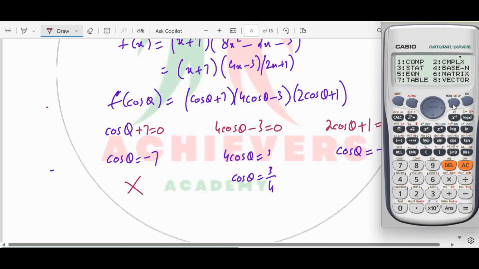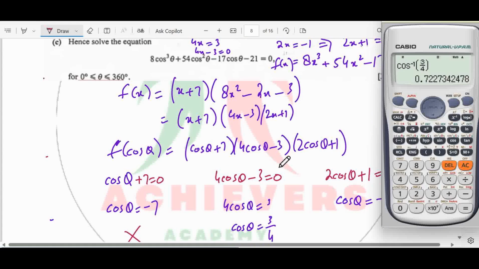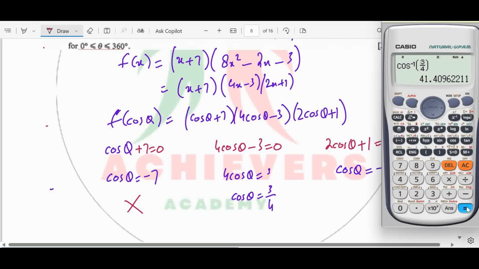Let me just verify why the first one is not possible. Cos inverse of minus 7. This will be a math error. Now let's see the other one. Cos inverse of 3 by 4. Okay, your calculator must be in degree mode, because you can see that the range is in degree mode. This will be equals to 41.4.